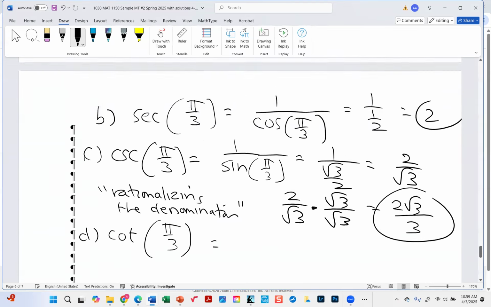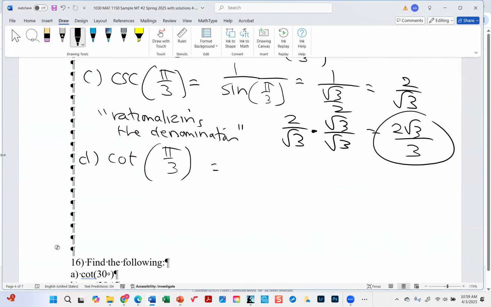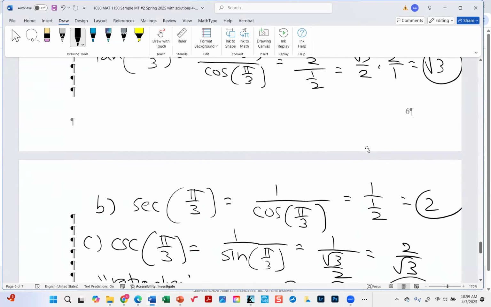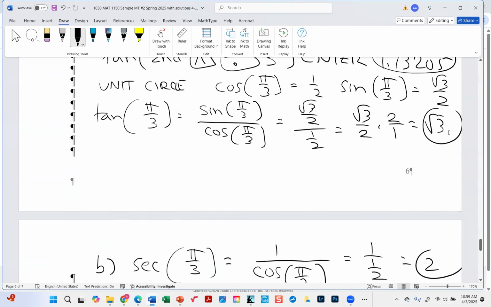So we already know that it's simply the inverse of A, but let's just work through the steps. This is the equivalent of cosine pi over 3 divided by the sine of pi over 3. And again, we looked these up earlier. The cosine of pi over 3 is 1/2. And the sine is radical 3 over 2.